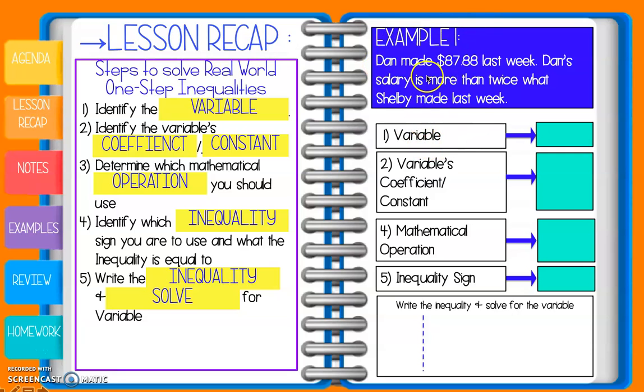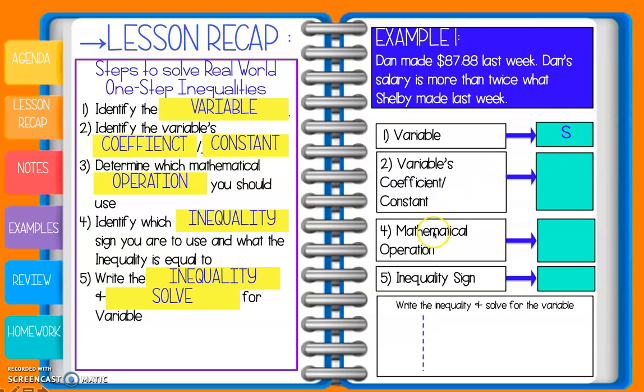Example 1 says, Dan made $87.88 last week. Dan's salary is more than twice what Shelby made last week. So our first question is, what is the variable? Okay, so if we're reading over it here, I know Dan made $87.88, but what I don't know is how much Shelby made. Okay, so my variable, I'm going to put an S to represent whatever Shelby made.